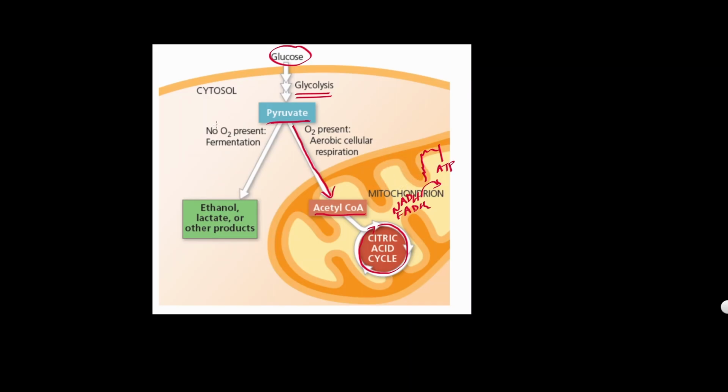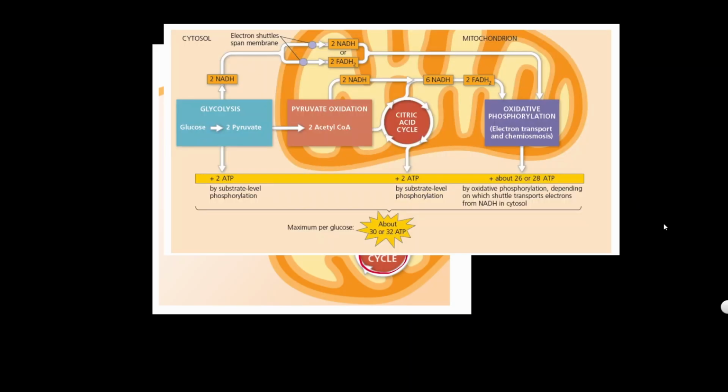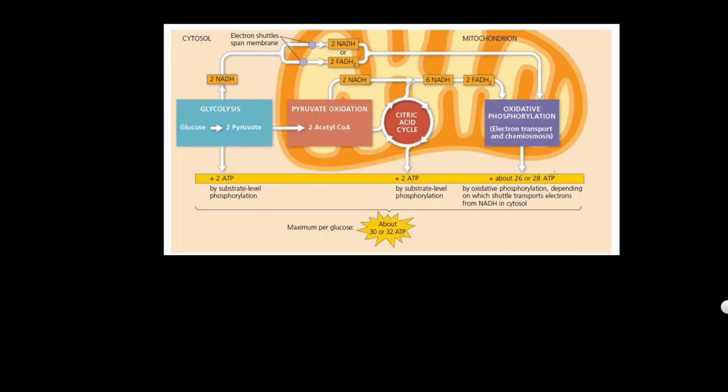Now, when there's no oxygen available, the pyruvate cannot enter the mitochondria, and depending on what organism you are, it's going to go to alcohol fermentation or lactic acid fermentation. Okay, so that's it. Next, let's talk about the 4 steps here.